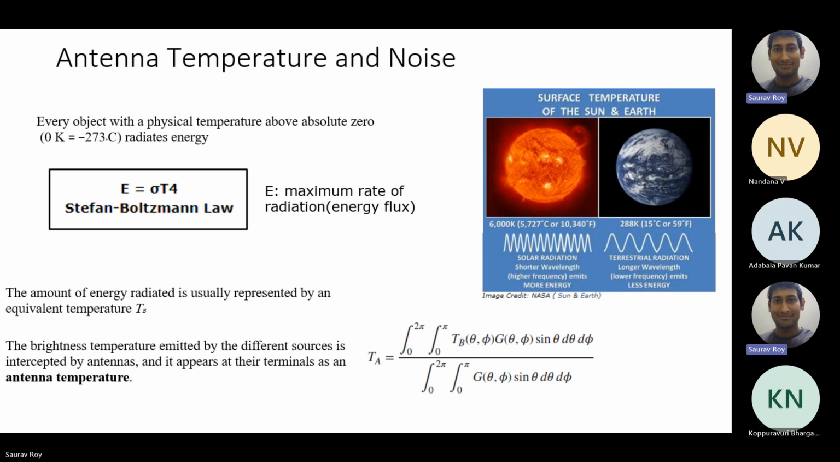It is said that every object with some physical temperature above absolute zero, that means minus 270 degrees centigrade, will radiate energy. That is a basic rule in physics. It's called the Stefan Boltzmann law that gives you the maximum rate of radiation energy. This radiation is given by sigma T to the power 4. Sigma is the Stefan-Boltzmann coefficient and T is the absolute temperature. Do you remember this equation, or did you hear about this before? What are these radiations?